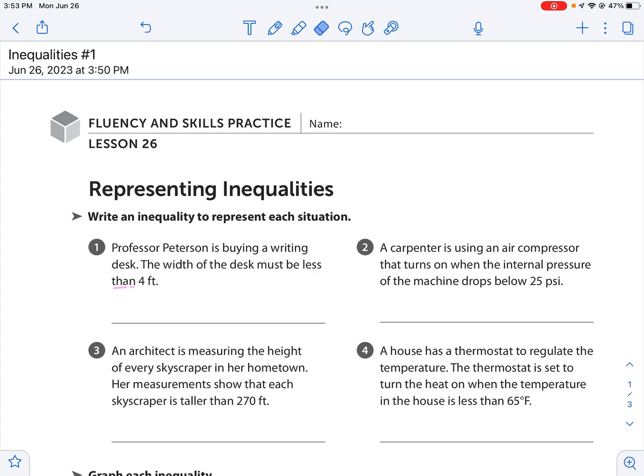These are directions on how to do your Inequalities Practice Center. Okay, so I'm going to start with number 1. It says, write an inequality to represent each situation.